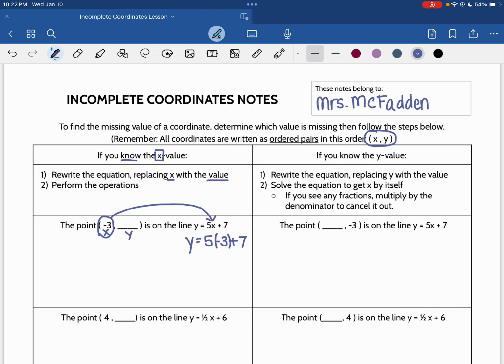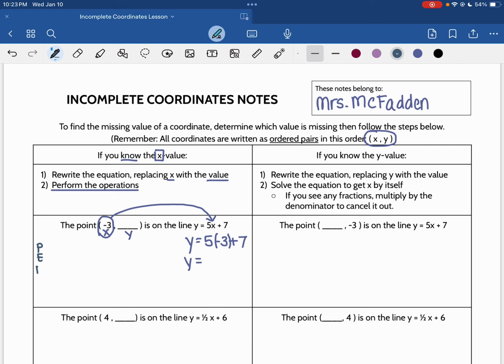Then the second step, if you read it up above, is just to perform the operations. Because y is already by itself, we're not going to change that. We want y to be by itself because y is the thing that we are looking for. Then I just have to solve it. So for example, I'm going to do PEMDAS.